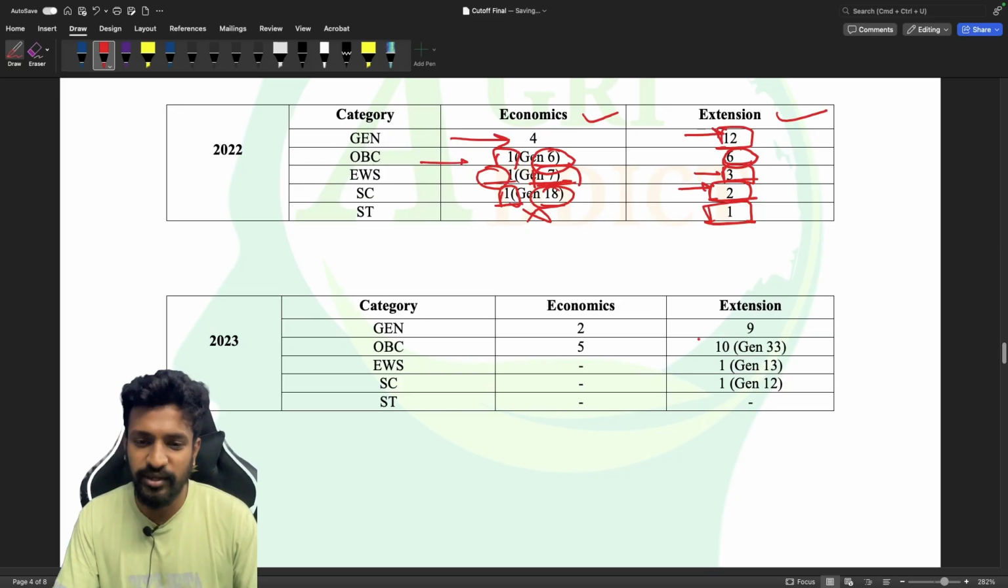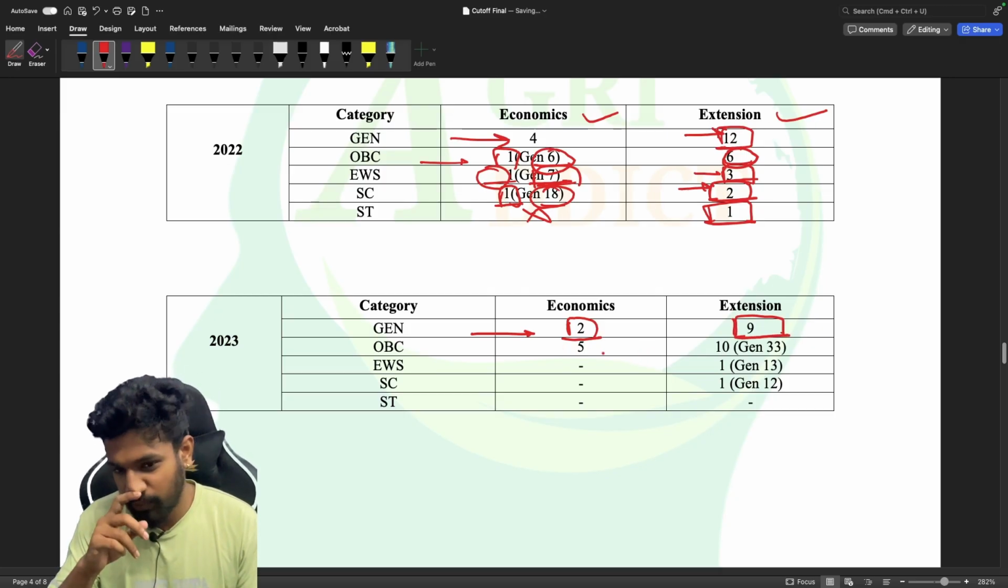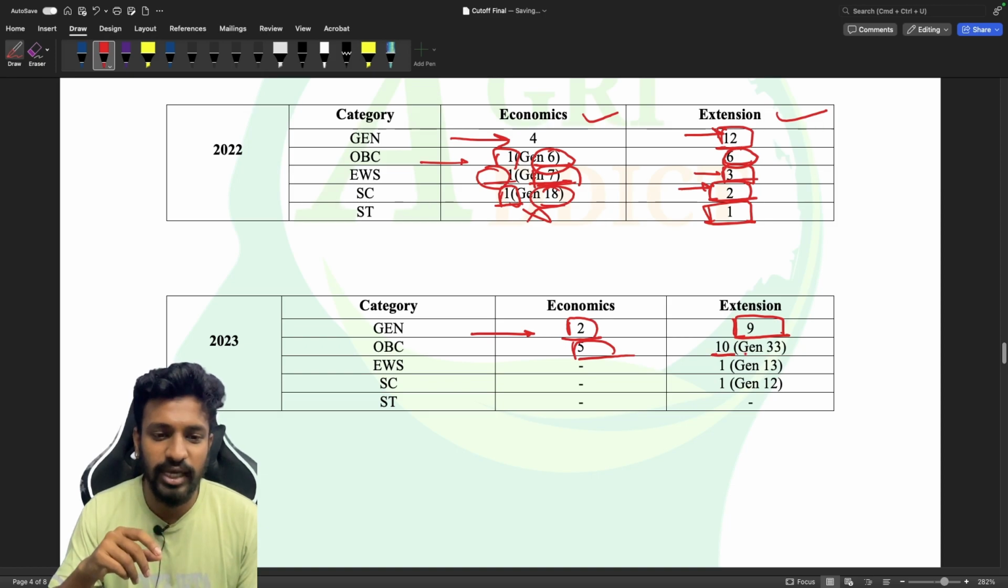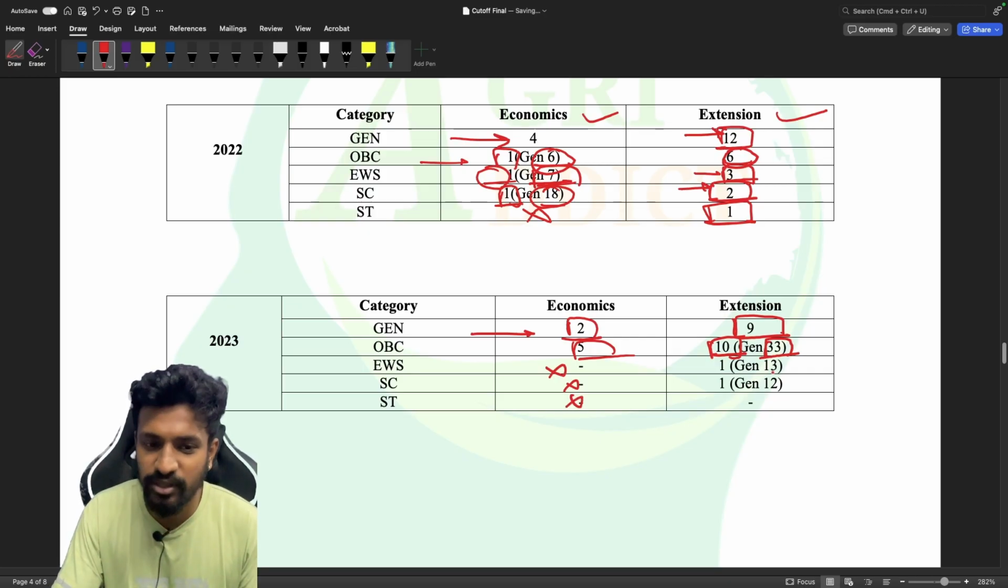Next, for the 2023 batch, in case of general, the last cutoff was All India rank 2. And for extension, it was 9. And for OBC, it was 5. And for extension, it was 10 with a general rank of 33. And for EWS, SC and ST, there were no seats in economics. For extension, EWS rank 1 with a general rank of 13.